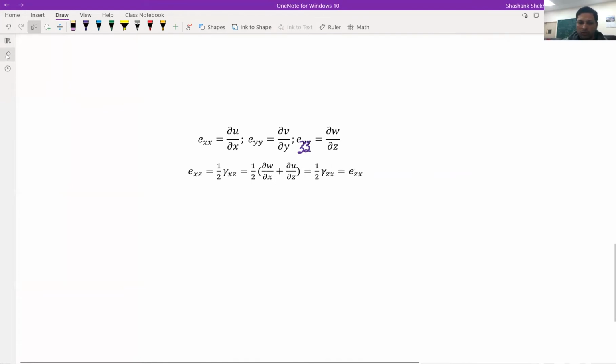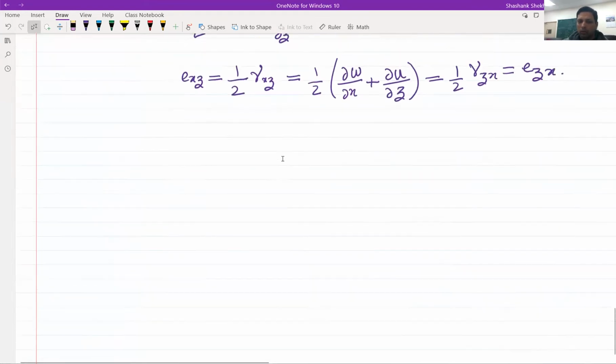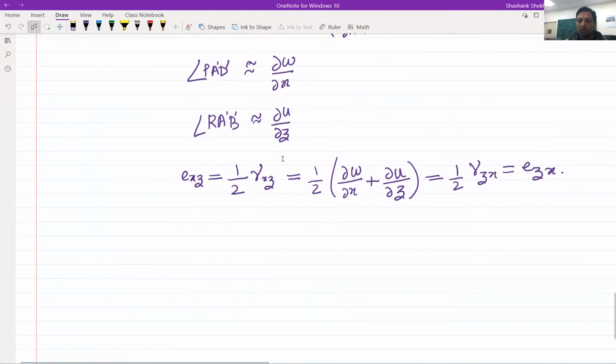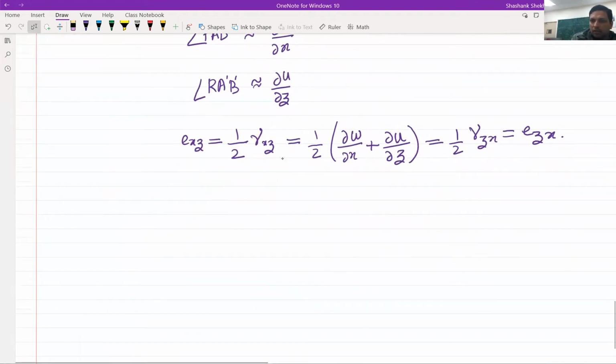Okay, so moving on, we have the equations, and we must always keep in mind that we would be using these as true strains, since we are assuming that the strains are small, so we can take them to be equal to true strains.